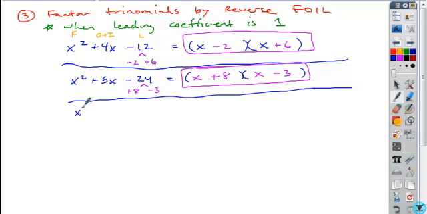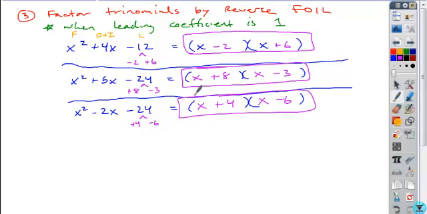Okay, try one last example. First terms are x's. The last terms are the two factors of -24 whose sum is -2, and that is +4, -6. And that would be your factors. Good. Okay, so probably no issues with that.